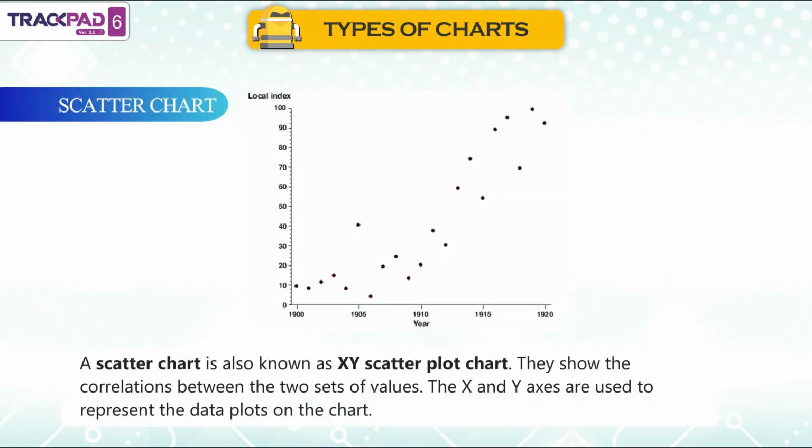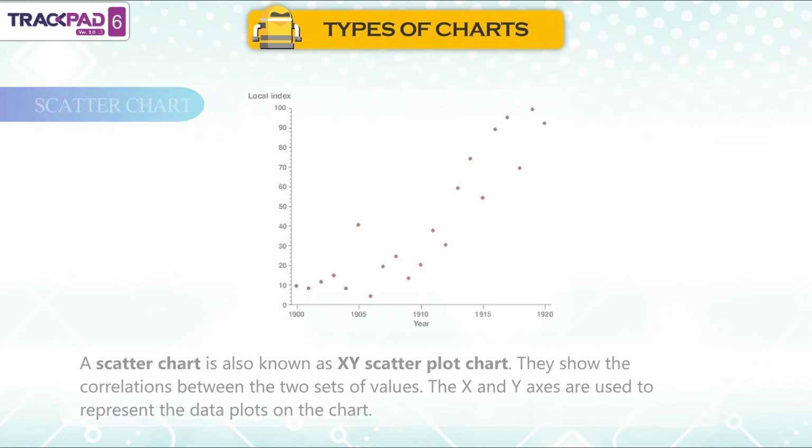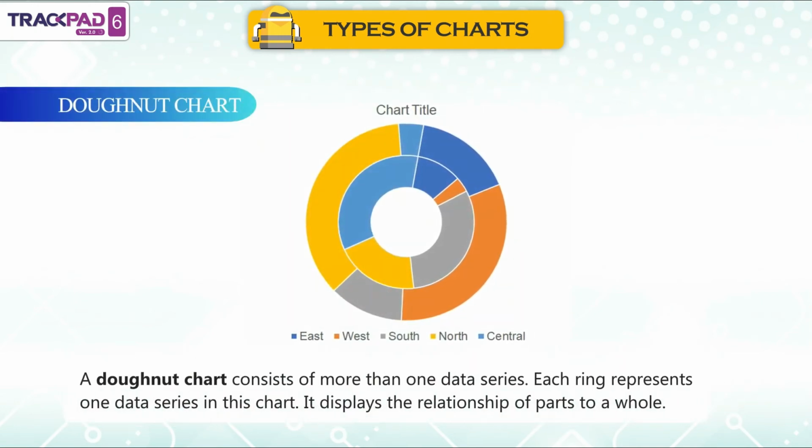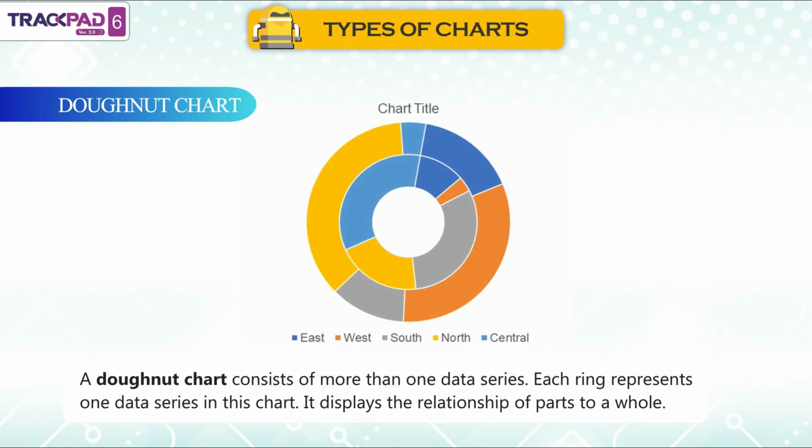Scatter chart. A scatter chart is also known as XY scatter plot chart. They show the correlations between the two sets of values. The X and Y axes are used to represent the data plots on the chart. Donut chart. A donut chart consists of more than one data series. Each ring represents one data series in this chart. It displays the relationship of parts to a whole.